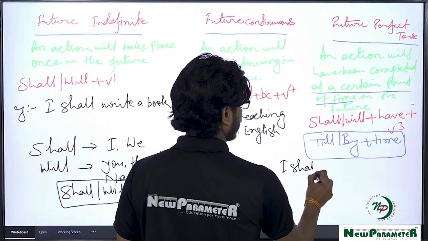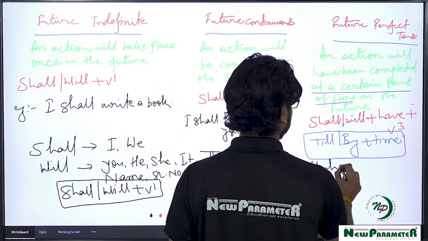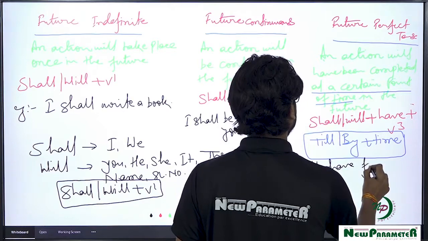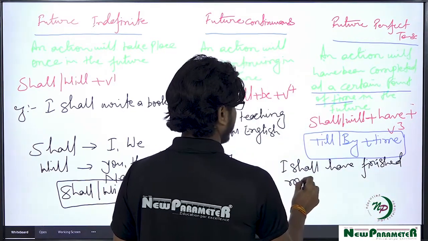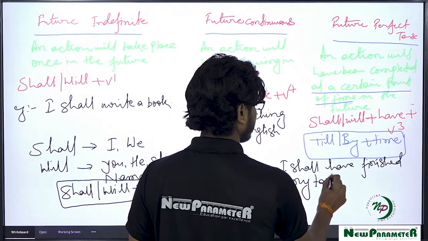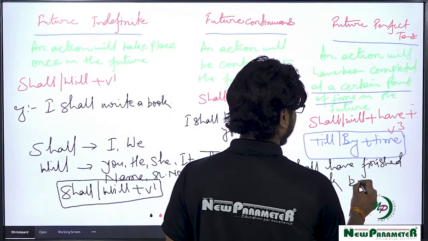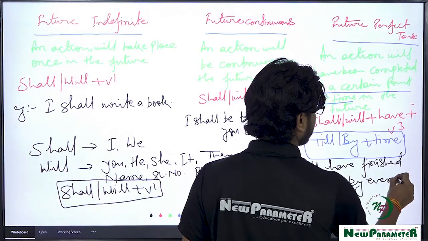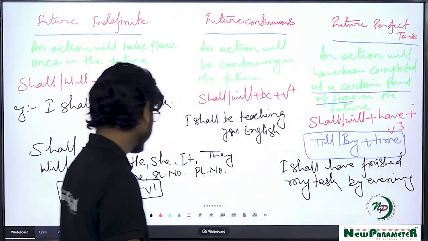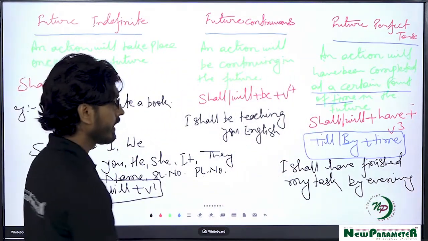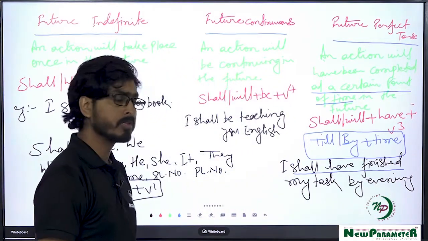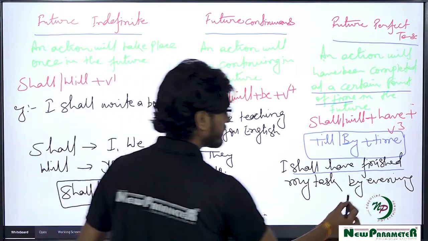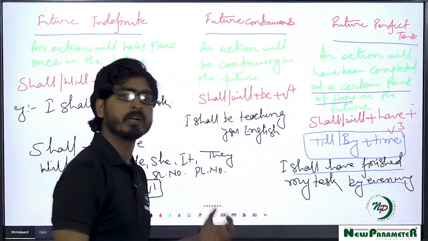I shall have finished my task by evening. So in this sentence, what I have done? I have used a structure shall have plus V3, and I have also showed a time, that is by evening. You can also write till evening.